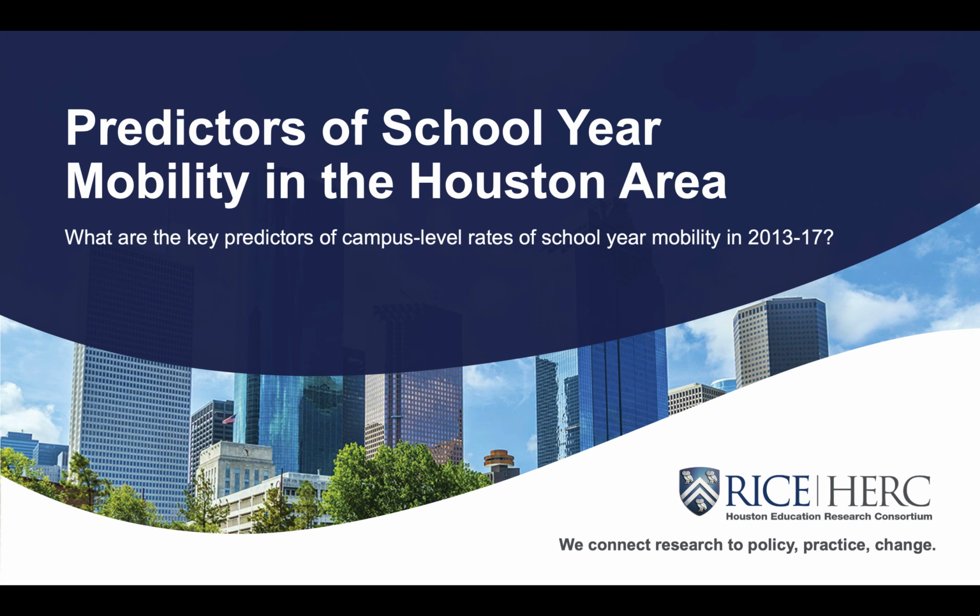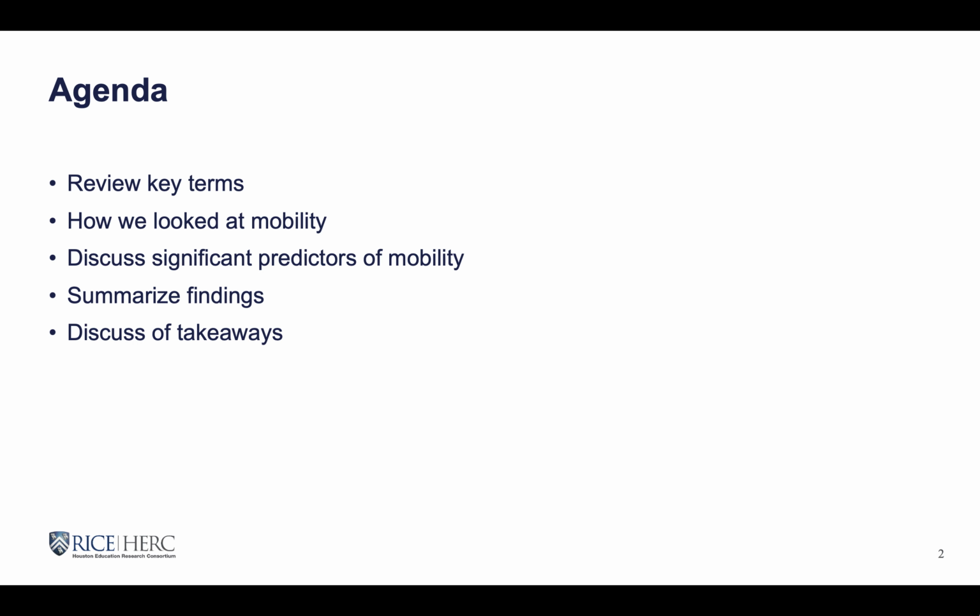Thank you for joining me as I present results about our research on school year mobility in the Houston area. In this presentation, we look at the question, what are the key predictors of campus level rates of school year mobility in 2013-2017? In our presentation, we will review key terms, describe how we looked at mobility, discuss significant predictors of mobility, summarize our findings, and discuss some takeaways.